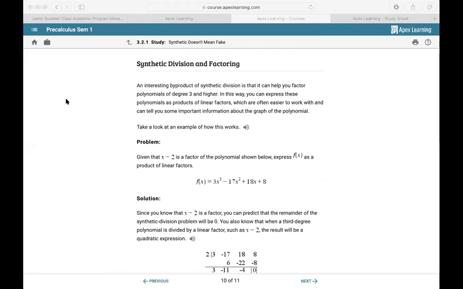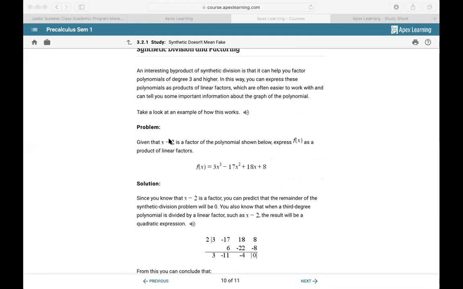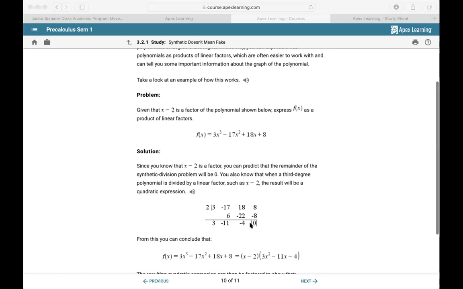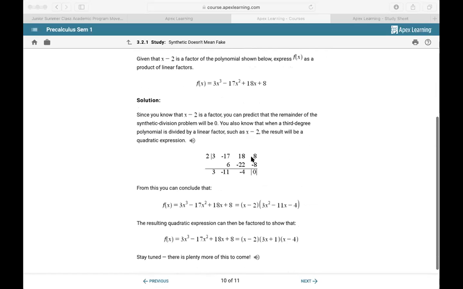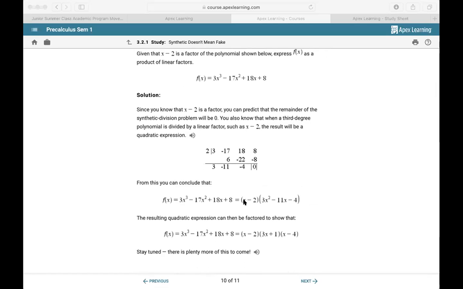Okay, so then for synthetic division and factoring, if we have a problem, given that x minus 2 is a factor, we can show this expression by looking at, if I've got f of x, I solve using either my long division or my synthetic division, okay? And then when I do my synthetic division, I have 0 left over. So therefore, you could say that x minus 2 is a factor, and so is this one, right?